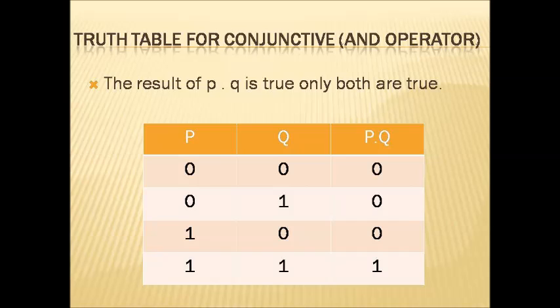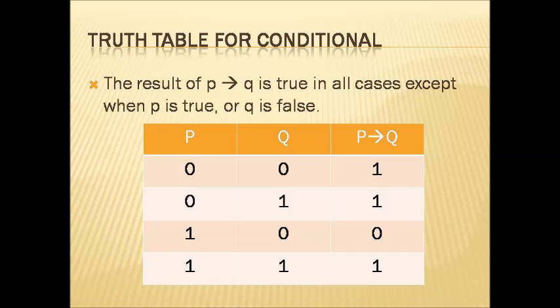Now we are going to see the truth table for the conditional. The conditional operator, we call it the implication. On the screen you can see we have P and Q as the two propositions. We are going to find the truth values for P implies Q. When it is P implies Q, P is 0 and Q is 0, it will return 1. When P is 0 and Q is 1, it will return 1. When P is 1 and Q is 0, it will return 0. And P1 and Q1, it will return 1.